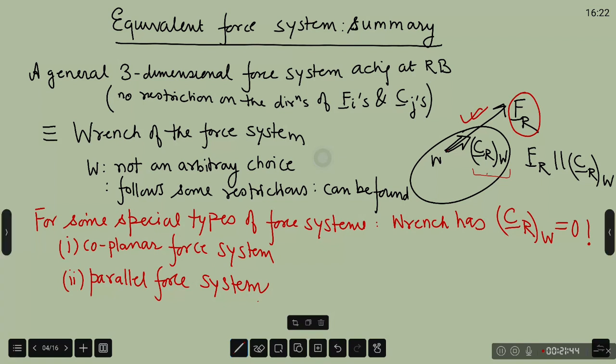The answer is it is possible. You can have such a force system in which CRW will become parallel to FR, but the only compromise is that the point W is not for you to choose. It's not an arbitrary choice. Point W will come from an equation, which again is a higher level detail. Go back and see the lecture note. You find W and then you put FR, and then you will also find CRW. You will know the value, but CRW will be guaranteed to be parallel to FR.